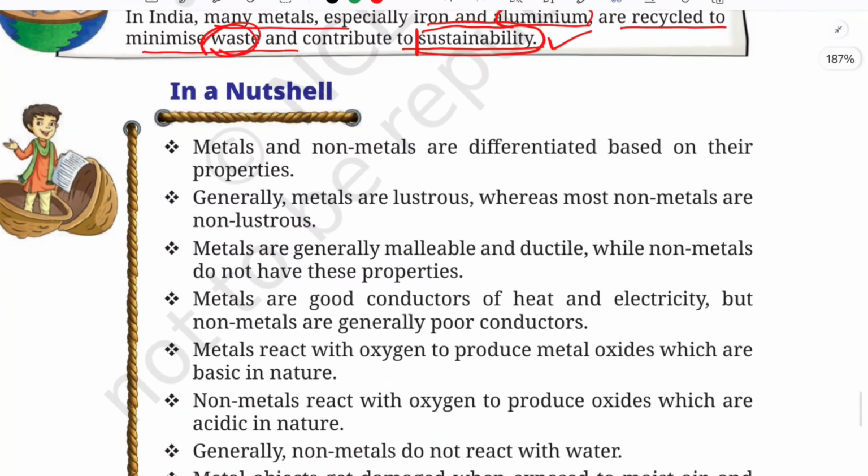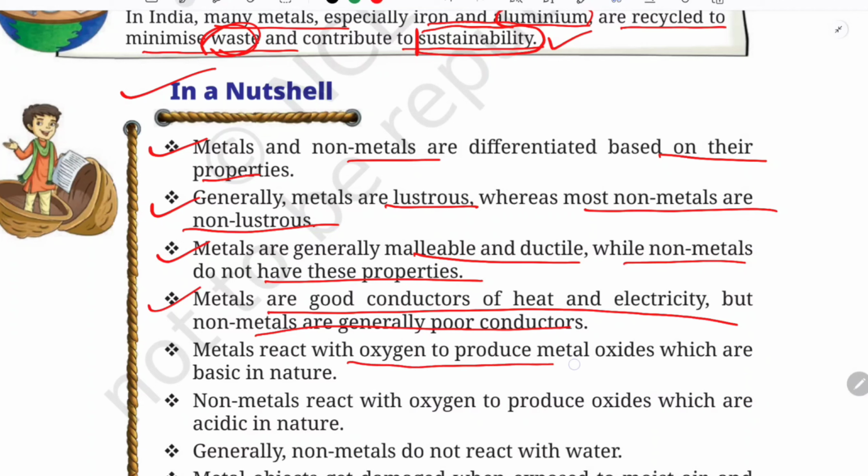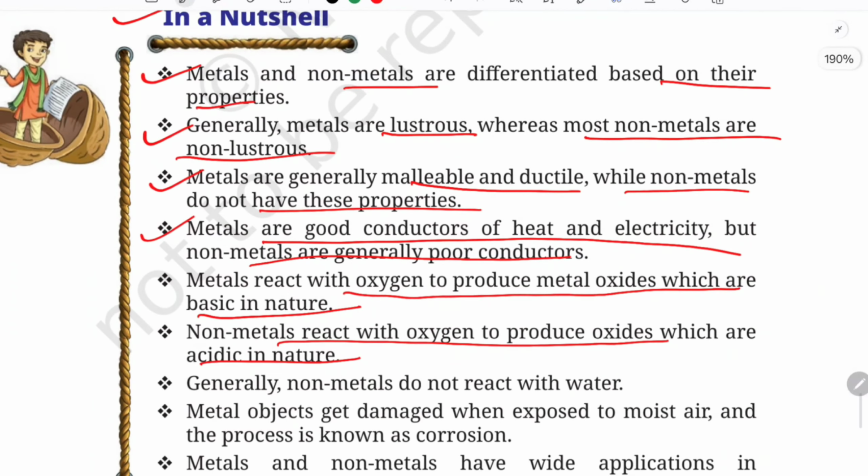If you have any doubt, you can ask me. Okay, and as you know, we will be doing this summary in great detail, but you can read these points. You will find some differences between metals and non-metals. Metals and non-metals are differentiated based on their properties. Generally metals are lustrous, whereas non-metals are non-lustrous, and metals are generally malleable and ductile, while non-metals do not have these properties. We have learned, isn't it? And metals are good conductors of heat and electricity, but non-metals are poor conductors of heat and electricity. And metals react with oxygen to produce metal oxides, which are basic in nature. Again, non-metals react with oxygen to produce oxides, which are acidic in nature. So this is what we have just learned.